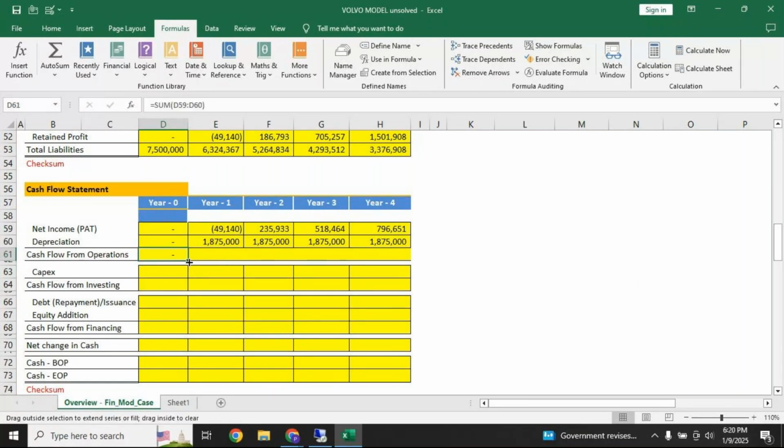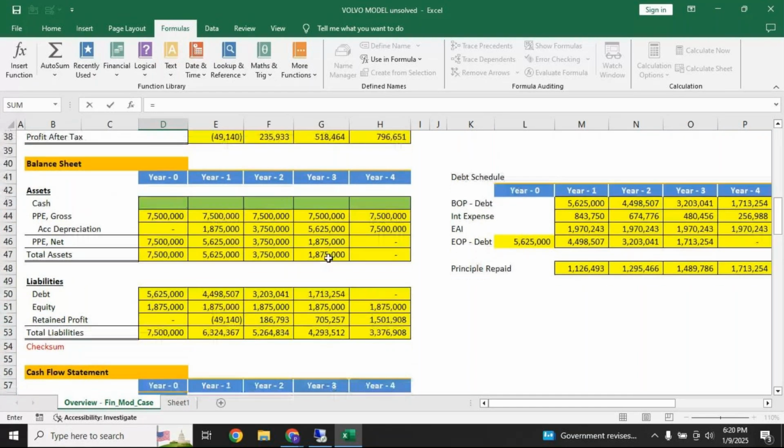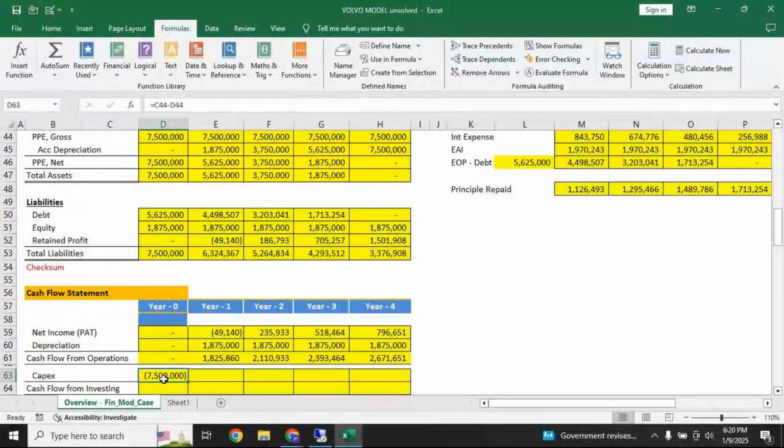Before I start up with the business, nothing was there. Then capital expenses. Capital expenses will be PPE gross minus the previous year value. Initially when I started, there was nothing. Year 0, the value of the bus is 75 lakhs. That is the PPE gross. So capital expenses. Here it is showing in minus. Why? Because I am investing 75 lakh in order to buy the bus.